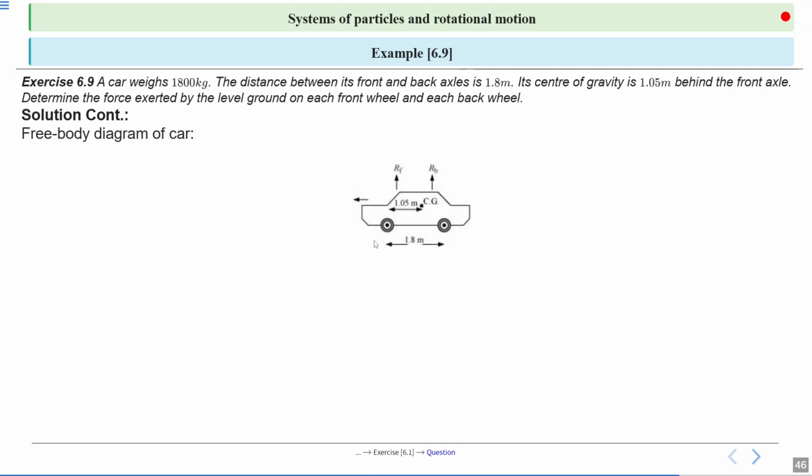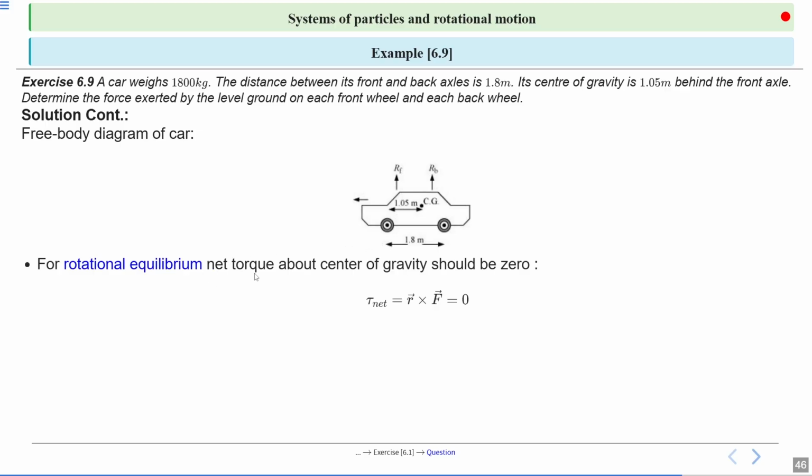This is the free body diagram. For rotational equilibrium, the net torque about the center of gravity should be 0. So the net torque here, tau net is equal to R cross F, that is equal to 0. So RF into 1.05 is equal to RB into 1.8 minus 1.05. Solving this, you will get RF into 1.05 is equal to RB into 0.75.